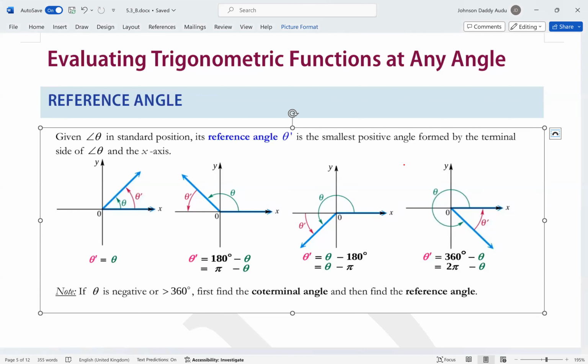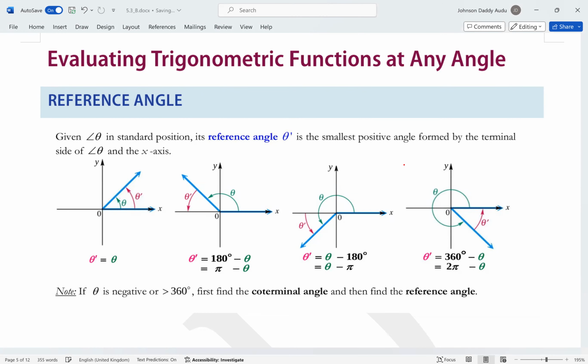For example, if you are in the first quadrant, the green theta is in standard form. So the smallest angle between your x-axis and the terminal side is still the same. That is why we say theta prime is equal to theta.